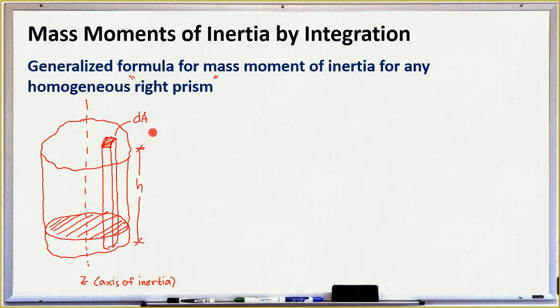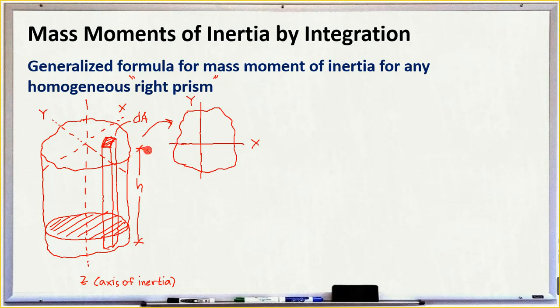Okay. So aside from the z-axis, of course, we also have our y-axis, and then we also have our x-axis. If we're going to extract the xy plane, this is our y, this is our x, and this is our cross-sectional view of our right prism.